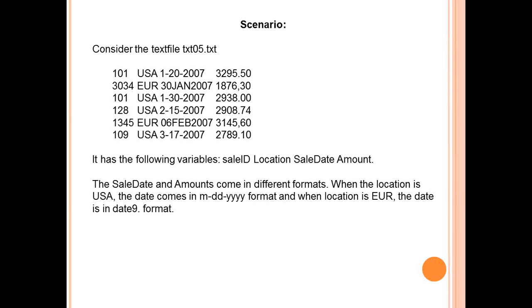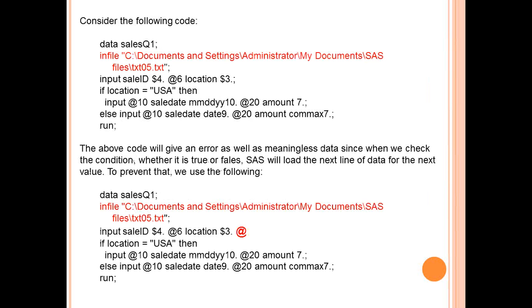Now the sales date and the amount come in a different format. When the location is USA, the date format comes in MMDDYYYY format, and when the location is EUR, the date is in DATE9. format. So the data is location-wise, basically global data, and for each location we have a different formatting of date and different formatting of amount. So consider the following code.